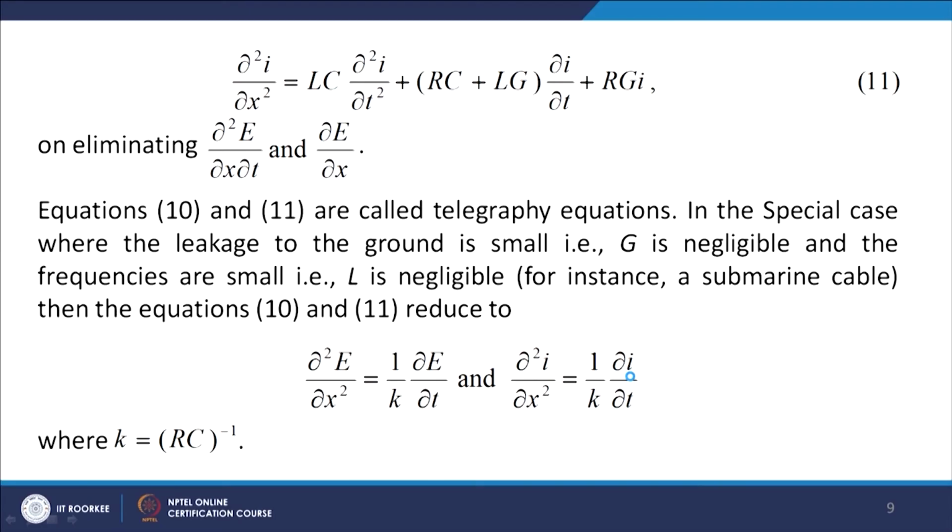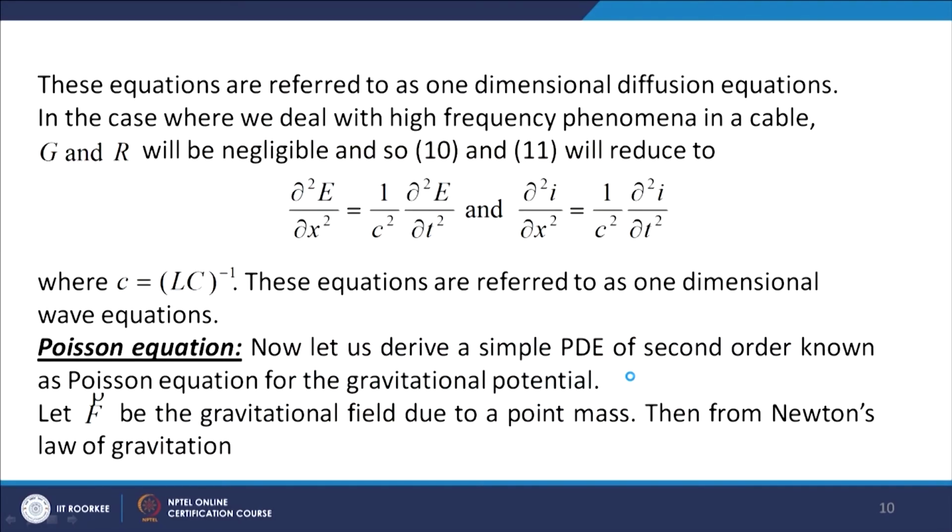Now, L and C are constants. So, taking 1 by Lc equal to small c, we get the equations Exx equal to 1 by c square Ett and Ixx equal to 1 by c square Itt. These are referred to as one dimensional wave equations and also called radio equations.